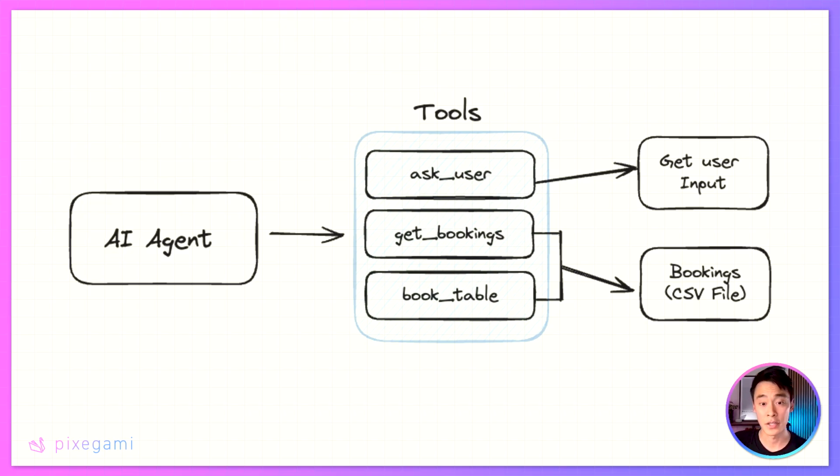Now, back to this project, we're going to build 3 tools. One of them is just going to be a simple input function to ask the user a question. So that's useful if we need more information from the user. Next, we'll have a function called getBookings. It will return a list of available booking slots closest to the time that we want. And lastly, we'll have a function to actually book the table. This will require the time slot and the name for that booking.